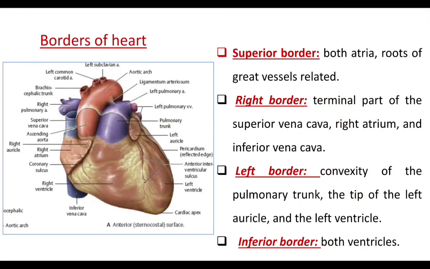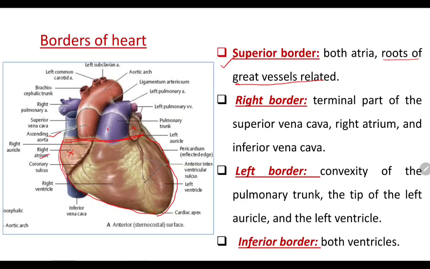Then what are the borders? We have 4 borders. This is the superior border. Here comes the right border, here is the inferior border, and we have a left border. In the superior border we have both atria, and remember this one, root of great vessels. We have the ascending aorta and the pulmonary trunk. These two arise from this area. That means the superior border is related to the root of these two great vessels.